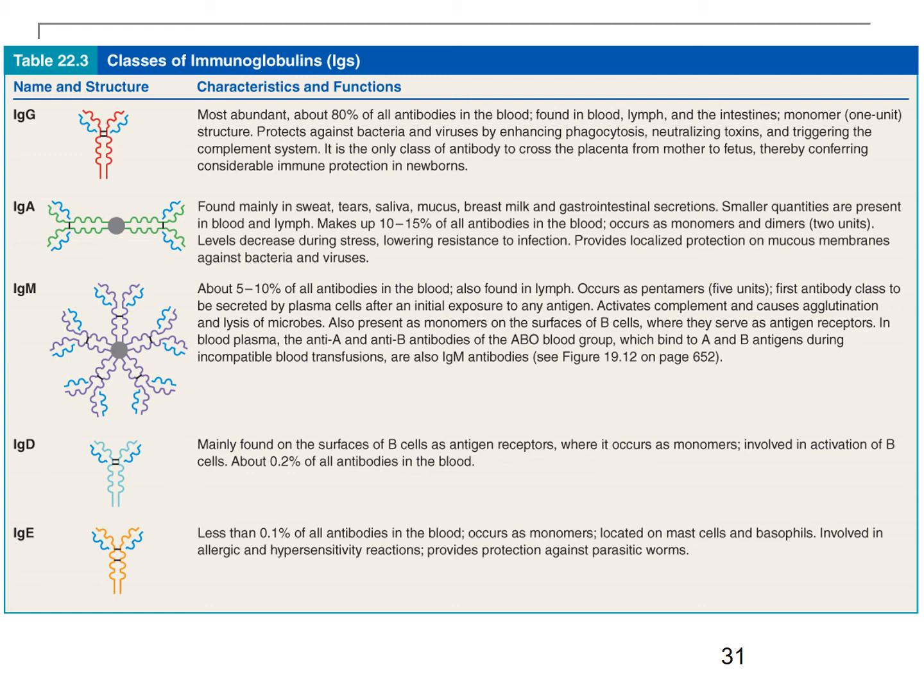Okay, IgDs are found on the surfaces of B cells as antigen receptors. So these are the receptors that your antigen-presenting cells use to bind to antigens in the first place. Okay, IgEs get involved more in allergies than anything else, but they also can provide some protection against parasitic worms.